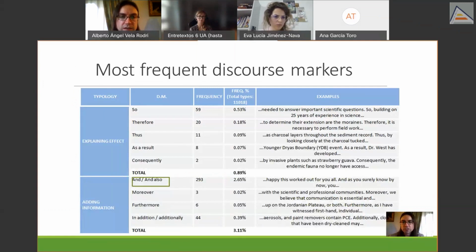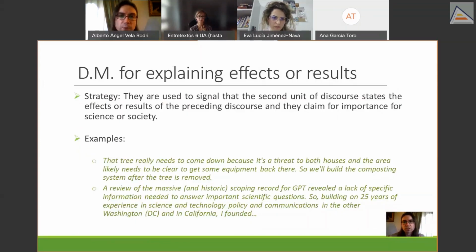If we move on to the explaining effect discourse markers, we find so and therefore as the most popular ones, with 59 and 20 of frequency, and later adding information with and, also, 293, maybe the most frequent one in our analysis. For the first typology, effect, when they want to explain the effects or results of something, they use it to signal that the second unit of the discourse states the effects or results of the preceding, and also claiming for importance, because this is something very recurrent, okay? As in the examples you've got here.